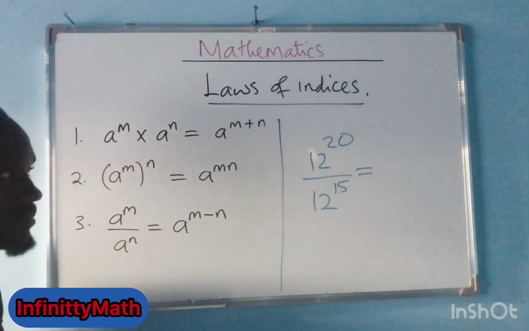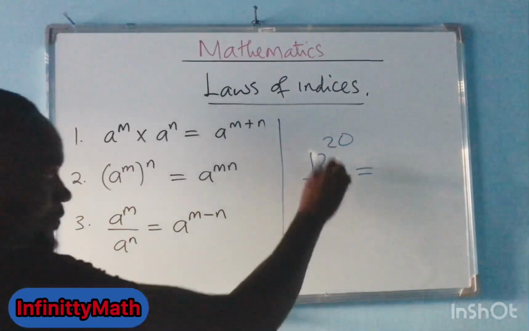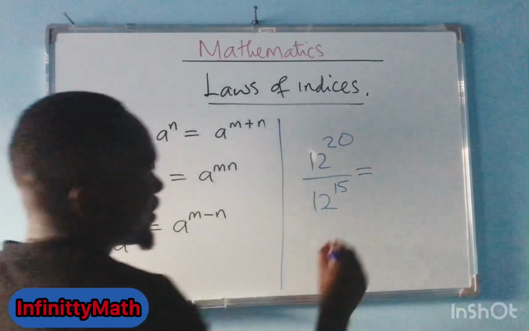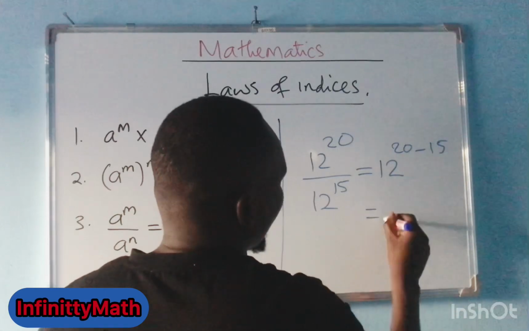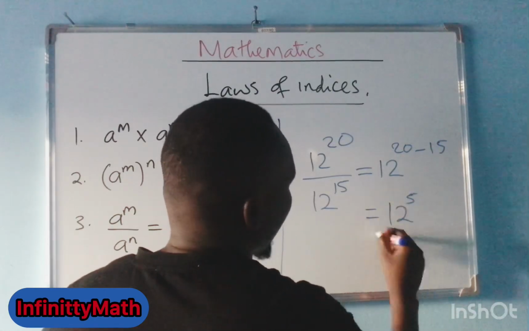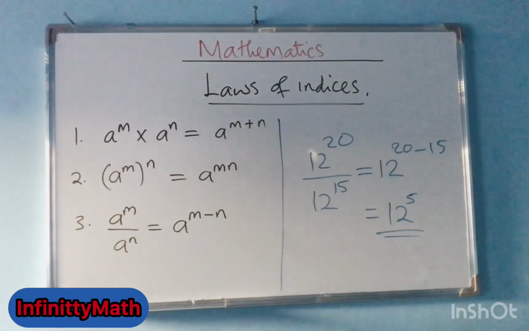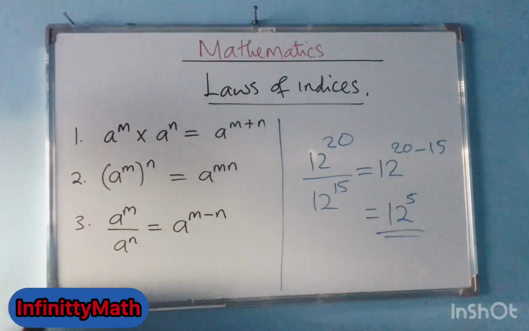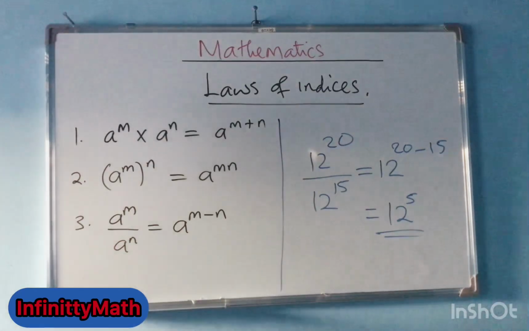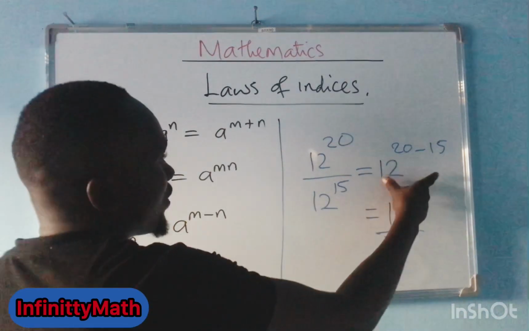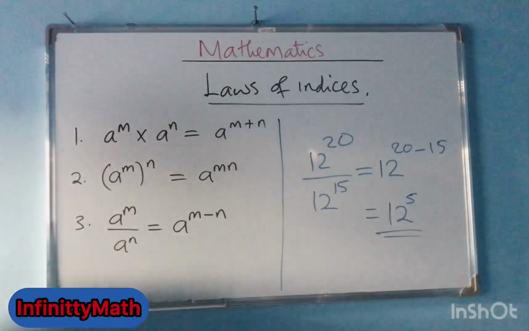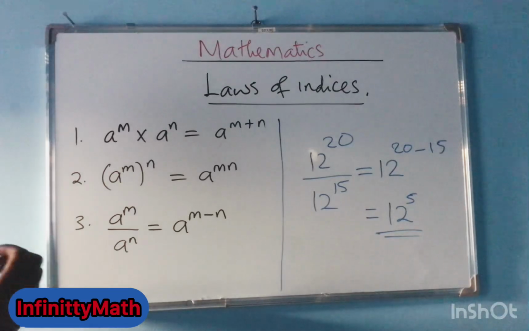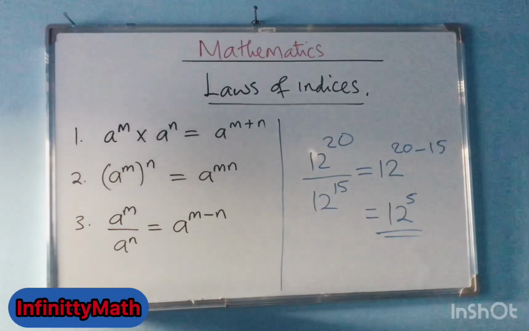So the easy way to go about this, because the bases are the same, the exponents are different, and you're dividing, is you can just say 12 to the power 20 minus 15, and this will be simplified to 12 to the power 5. You can see that that is easy now. You can deal with that: 12 times 12, meaning multiplying 12 by itself 5 times. That is easy, because the law has helped us simplify this to a better size. So that is basically how you go about solving questions using the laws of indices.